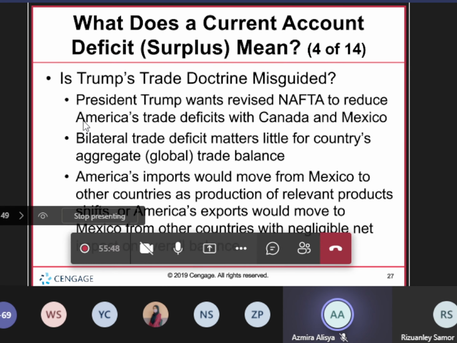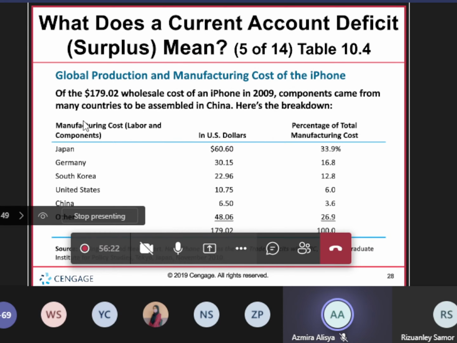So is Trump's trade doctrine misguided? President Trump wants to revise NAFTA, the North American Free Trade Agreement, among the three countries, United States, Canada, and Mexico, to reduce America's trade deficit with Canada and Mexico. A bilateral deficit matters little for the country's aggregate trade balance. America's imports would move from Mexico to other countries as producers of reliable products, and America's exports would move to other countries, so the net effect is negligible.